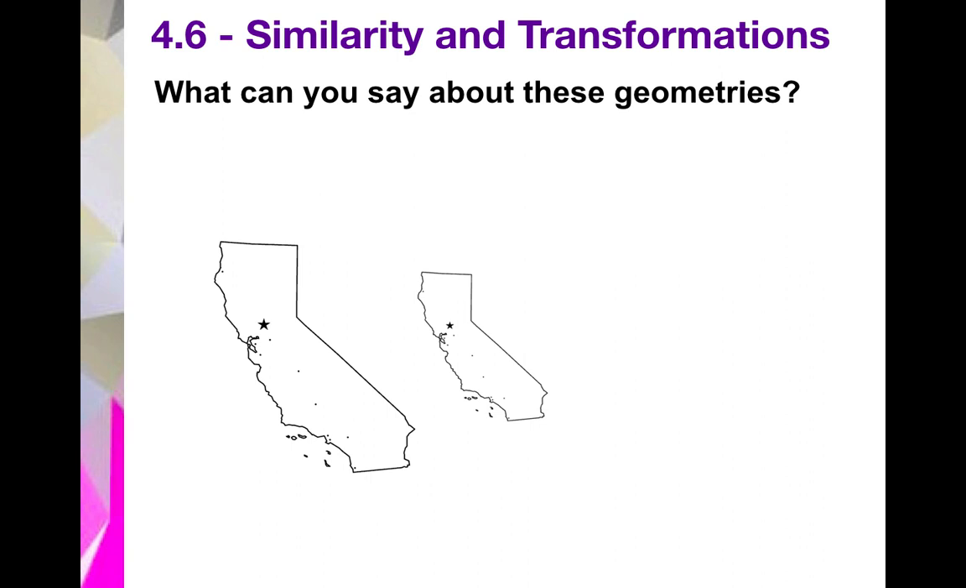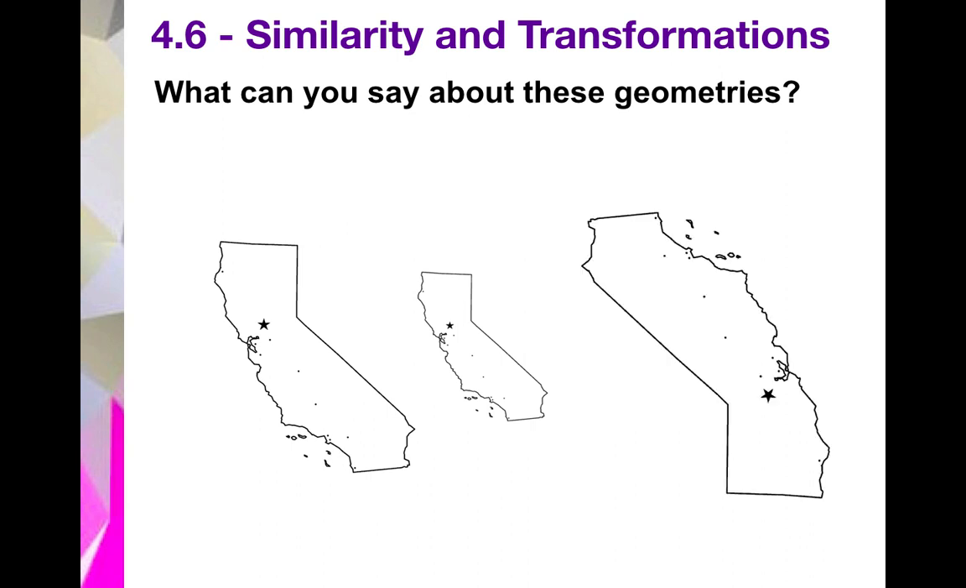You probably recognize that this is the state of California, but I have a small state here, and then a little bit larger one over here. So it's been dilated. But you can still recognize it because you can see that all the side lengths are similar and the angles are the same. If I enlarge it and then flip it, it still looks like the state of California. It's just on its head. So all of these you could say are similar.